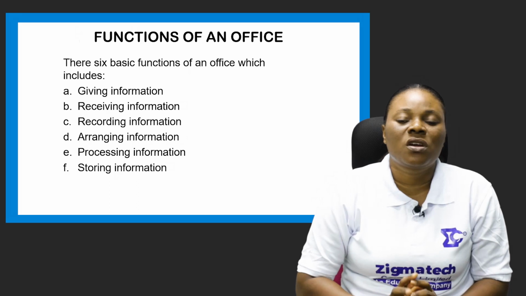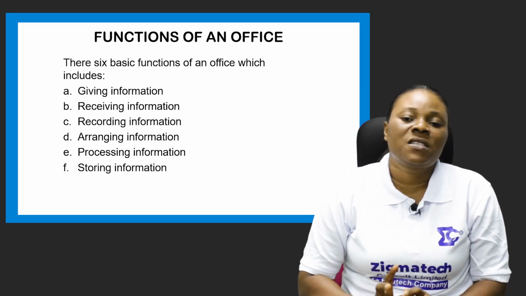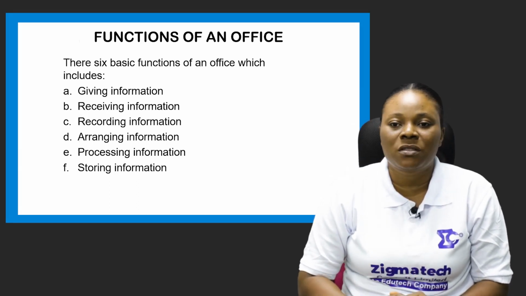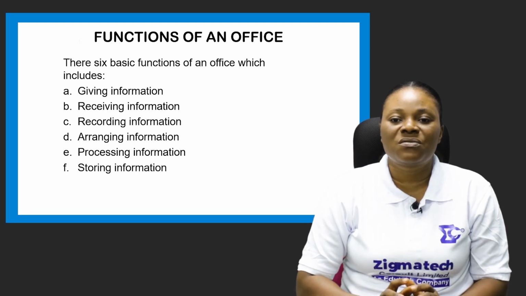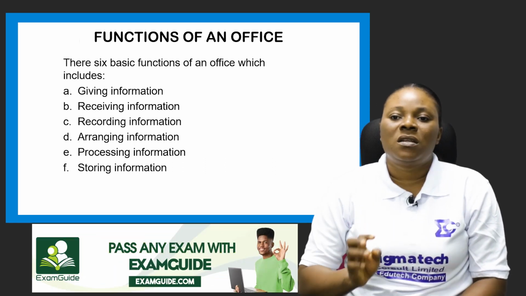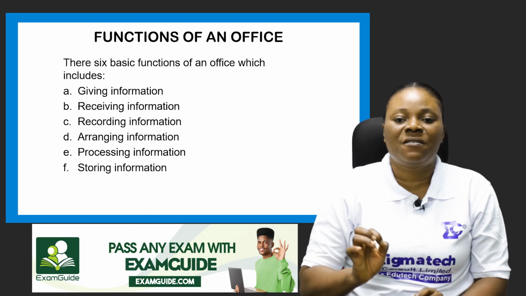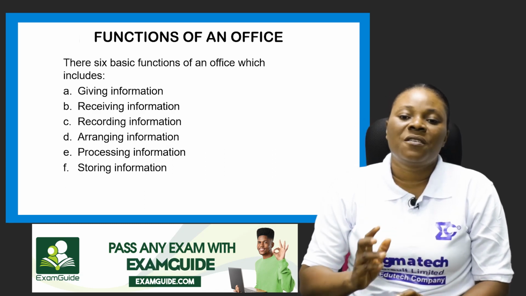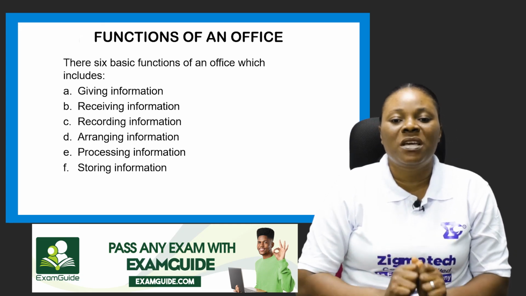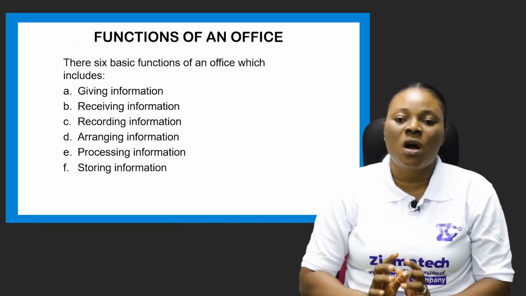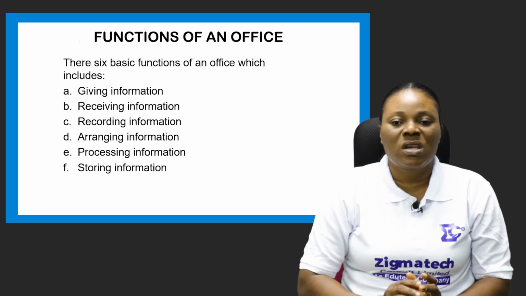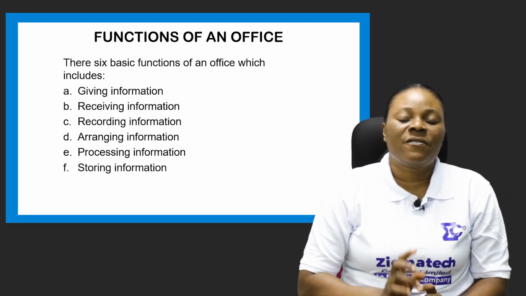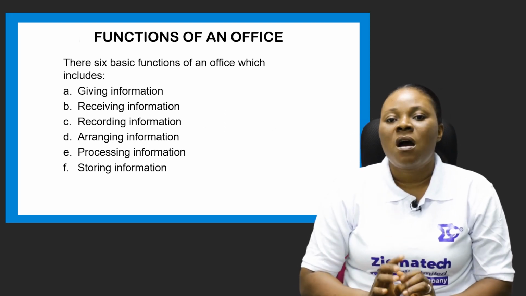And the 6 functions of an office are: the first function is giving information, the second function is receiving information, the third function is recording information, the fourth one, arranging information, the fifth one, processing information, and the sixth one, storing information. So I'm going to be explaining those functions one after the other.